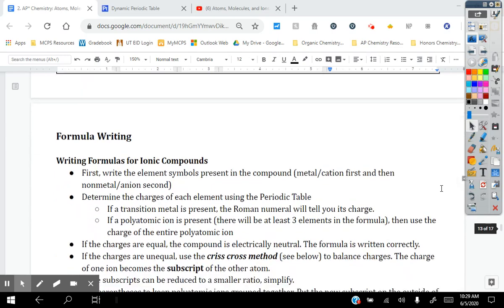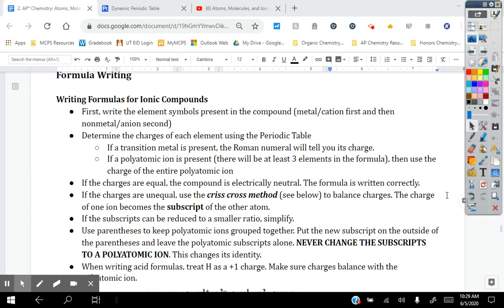All right, welcome back. We've already brushed on some formula writing real quick, but I want to give you some strategies if you're given names and have to go the other way around. So first, write the element symbols present in the compound. The cation is first, the nonmetal or anion is second.